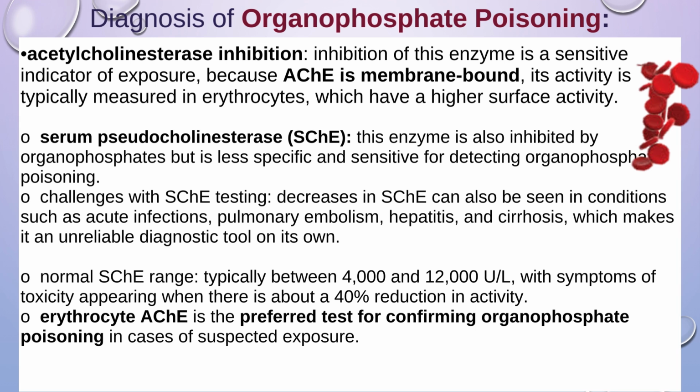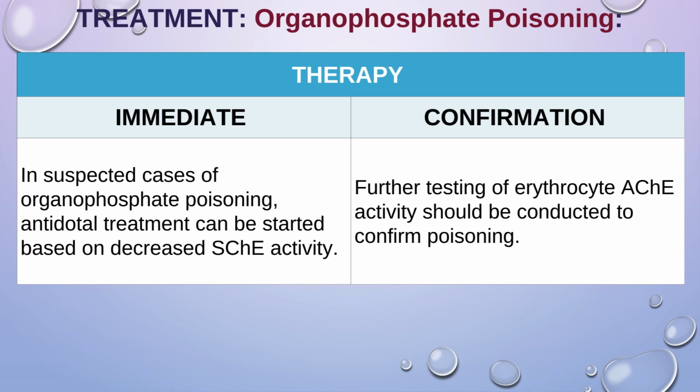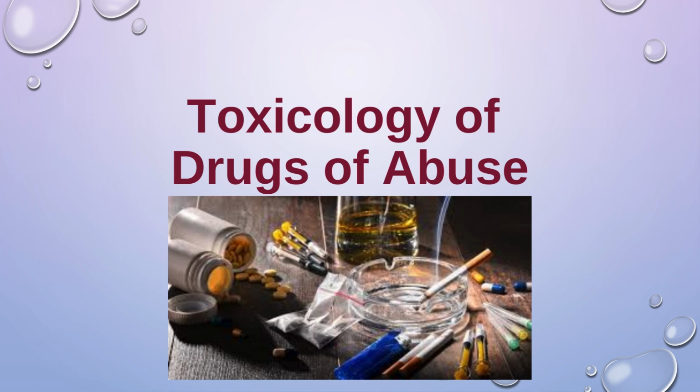So for the therapy, we have the immediate and we can also have the confirmatory. In immediate cases, suspected cases of organophosphate poisoning, antidotal treatment can be started based on decreased SChE activity, while for the confirmation, further testing for RBC AChE activity should be done to confirm poisoning.